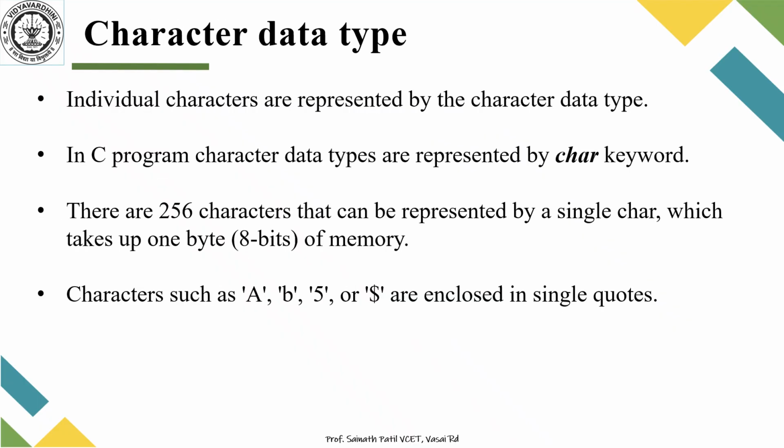Character data type. Individual characters are represented by the character data type. In C, the character data type is declared by the char keyword. There are 256 characters that can be represented by a single char variable, and that takes up 8 bits or 1 byte of memory. Characters, for example, A, small b, pi, or dollar. So a character is always enclosed in single quotes.